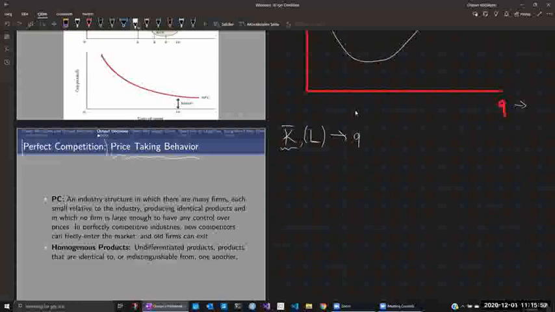Another assumption that we make regarding perfect competition is that, at least in the long run, new firms can enter the market, and the old firms that are already operating in the market can exit. But these things happen in the long run. So in the short run, we assume that there is no entrance or exit from the market.